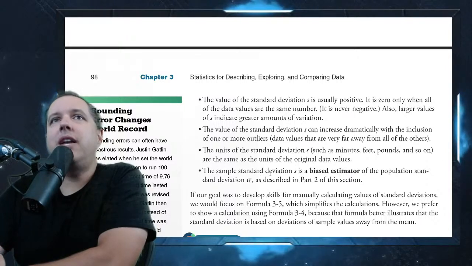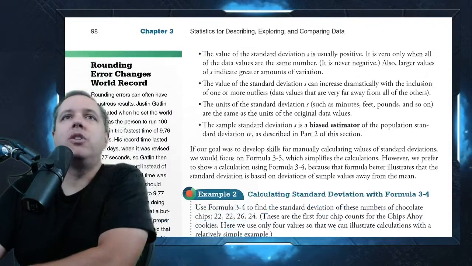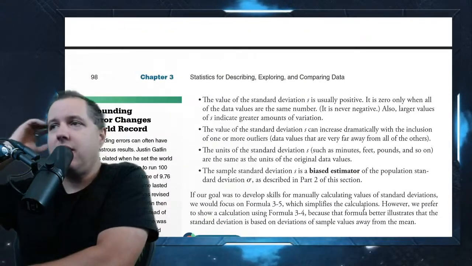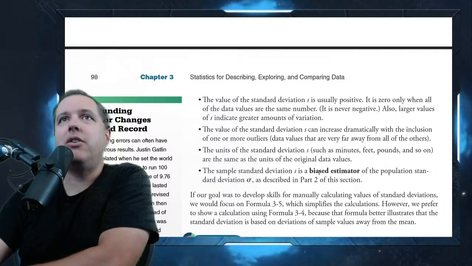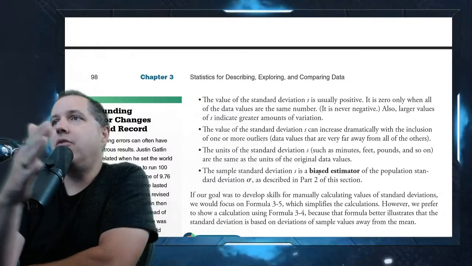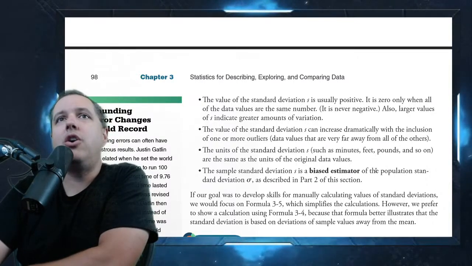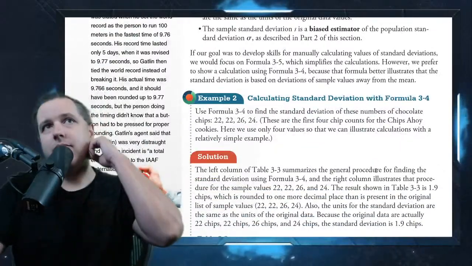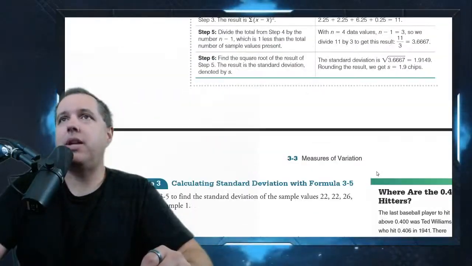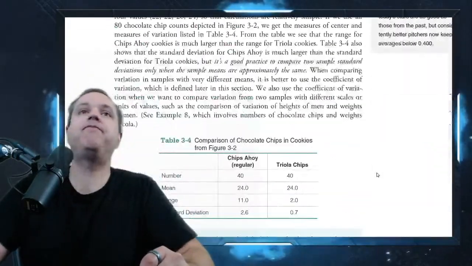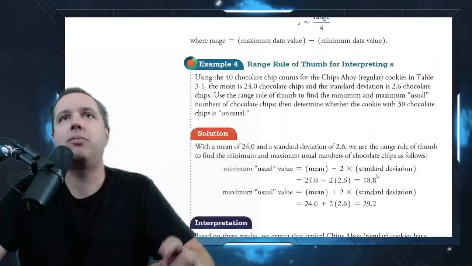The sample standard deviation S is a biased estimator of the population standard deviation sigma, which means it's like what we talked about up here. It can vary quite a bit, so you don't always know. Those outliers can throw you off quite a bit, so you have to be careful about that. Okay, I wanted to make sure I got those points in there.